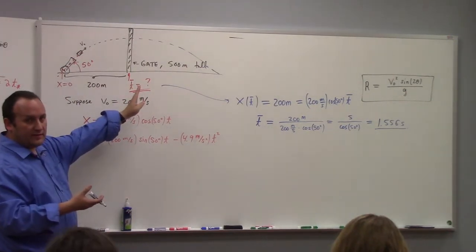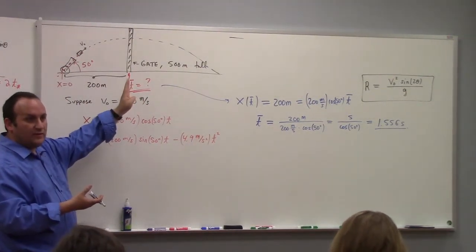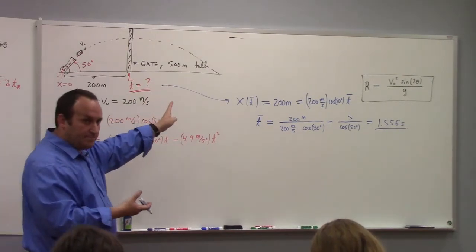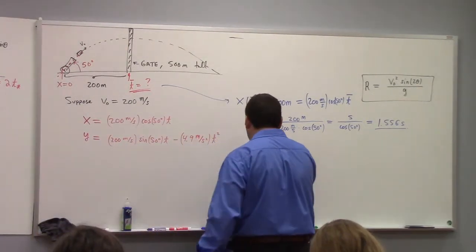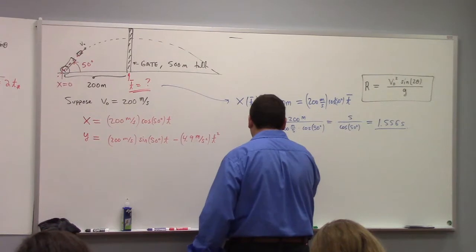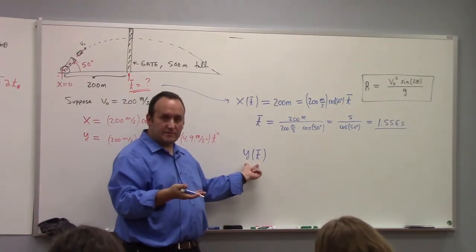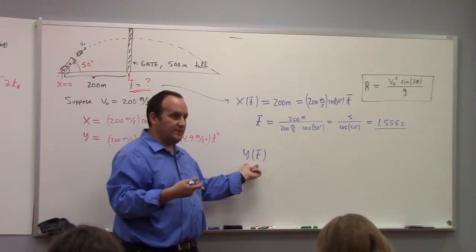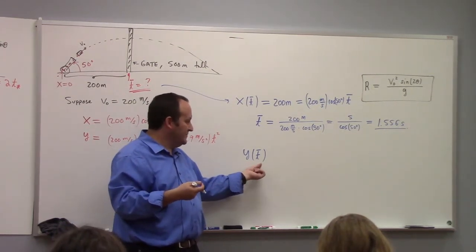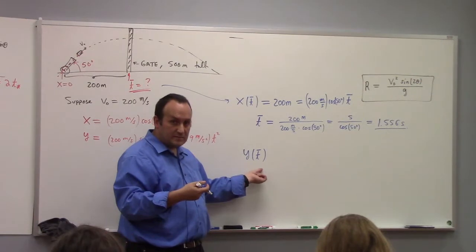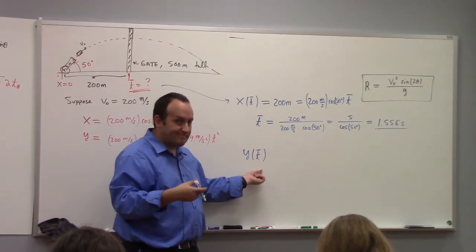Now, how do I decide whether it cleared it or not? I need to actually calculate y at that time. So what's y of t bar? What does this notation mean, guys? I'm using function notation, like f of x. So this is not multiplication of y by t bar. I'm saying I'm putting time t bar into the y function. All right?